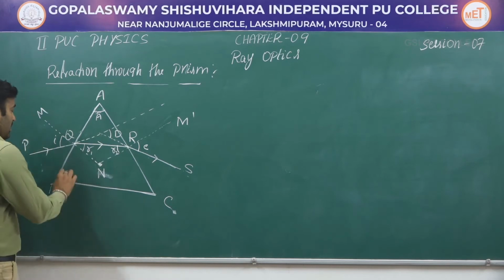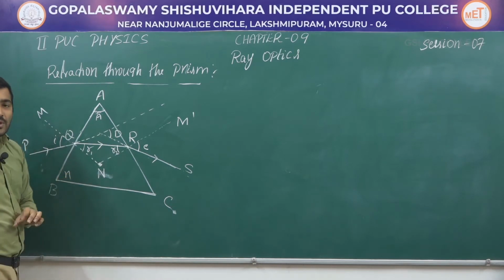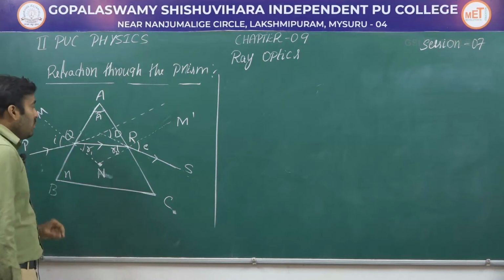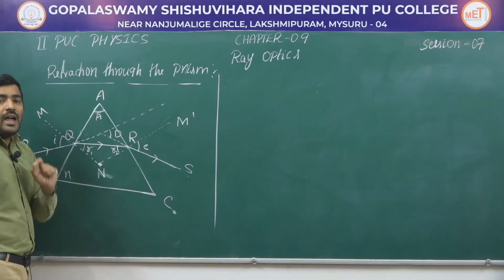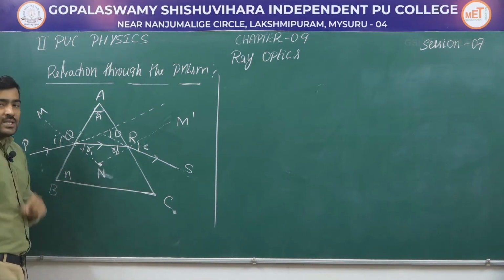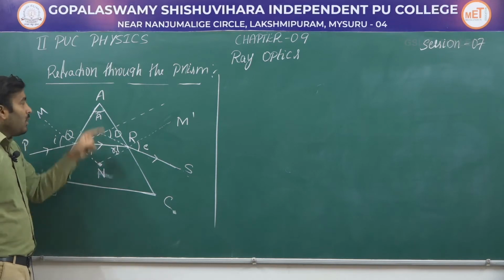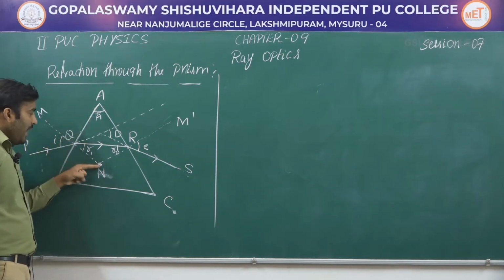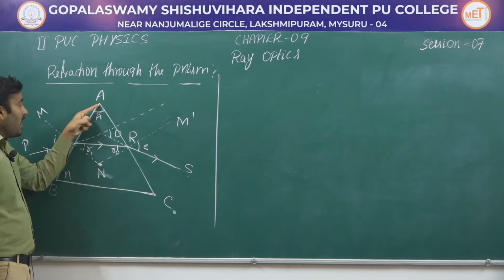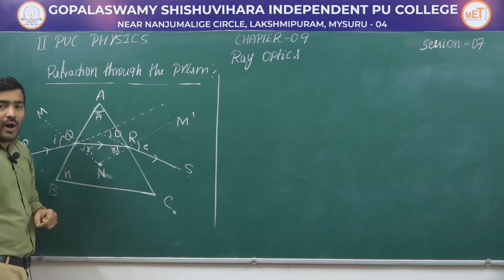Now, let n be the refractive index of the prism. To derive this expression, first let me consider a quadrilateral here. Which is the quadrilateral we need to consider? A, Q, N, R, correct? AQNR is a quadrilateral.